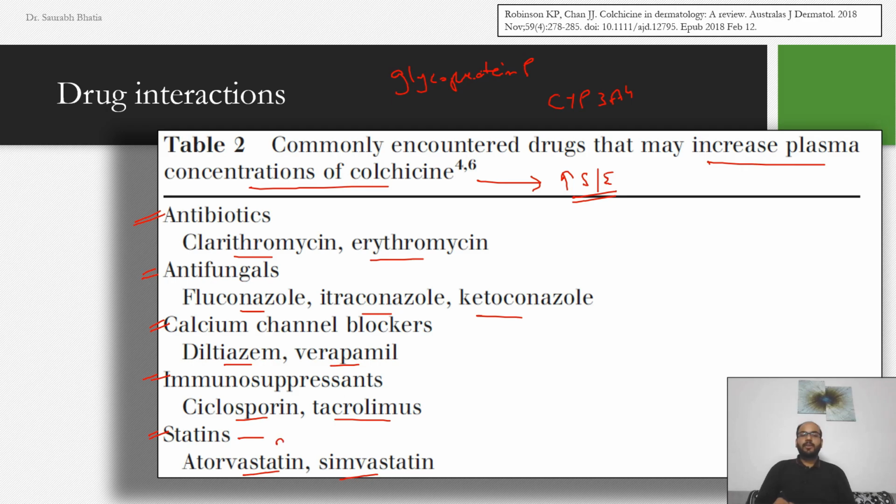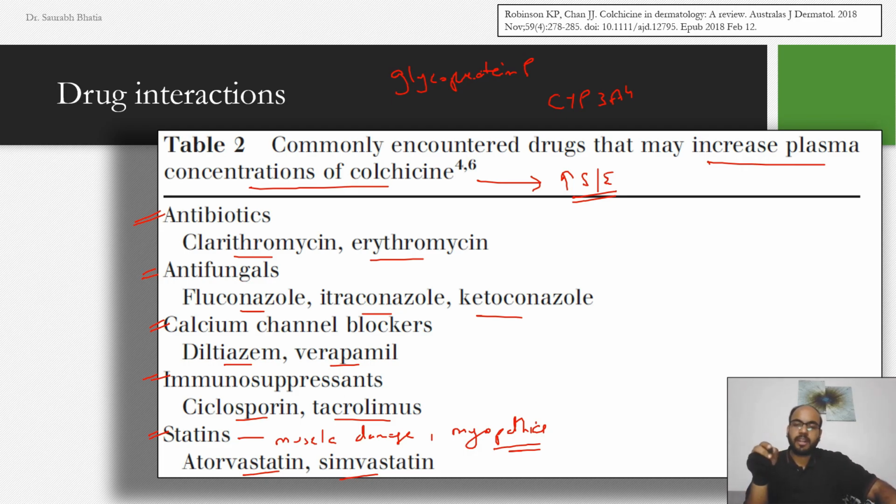Additionally, statins can cause muscle damage as their own side effect, and myopathies are also caused by colchicine. So you are actually increasing the risk of myopathies if you're using colchicine in a patient who is already on statins for any other reason or from any other department. Okay, now you understand the various drug interactions, easy to remember. Let's go forward.